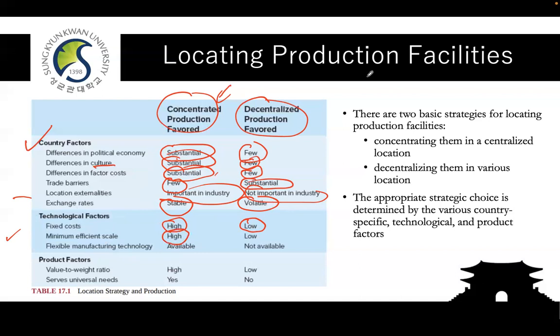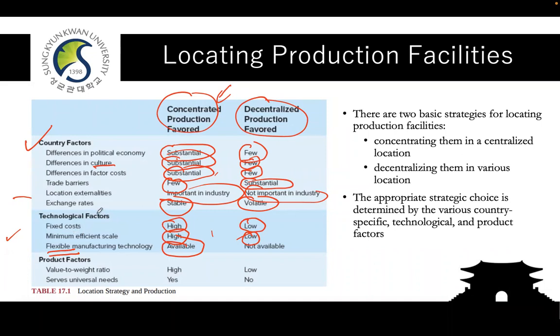If the minimum efficient scale is high, it's better to choose the concentrated production, because we need to achieve economies of scale. So we need to concentrate on one location or a limited number of locations, and the opposite is for the decentralized. And if we have flexible manufacturing technology available, we could concentrate. Once again, the meaning of flexibility here is mass customization. We could produce mass products, but we could also customize at the same time. So with mass customization, it's better to use the concentrated production, because we could save a lot of money and achieve economies of scale more easily.